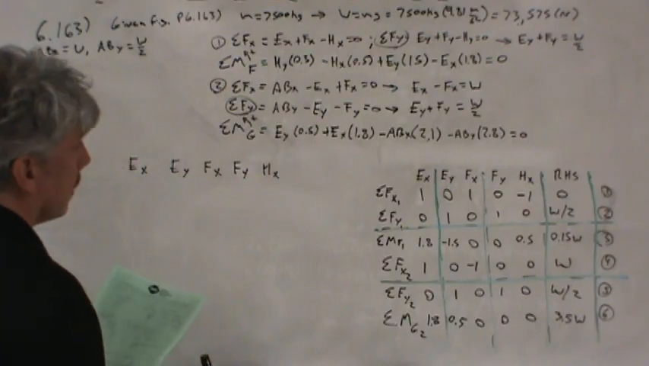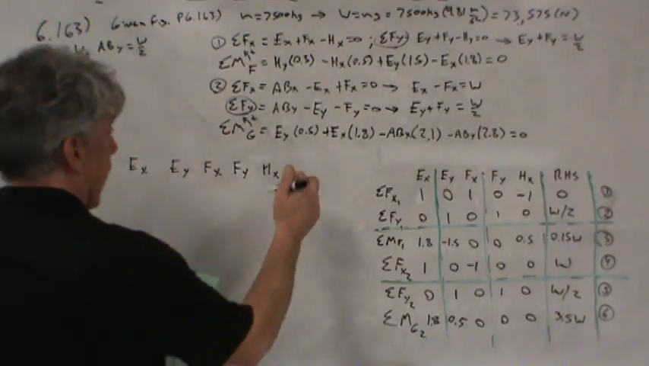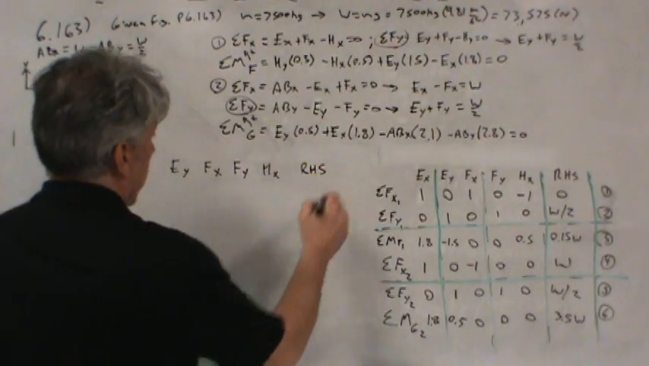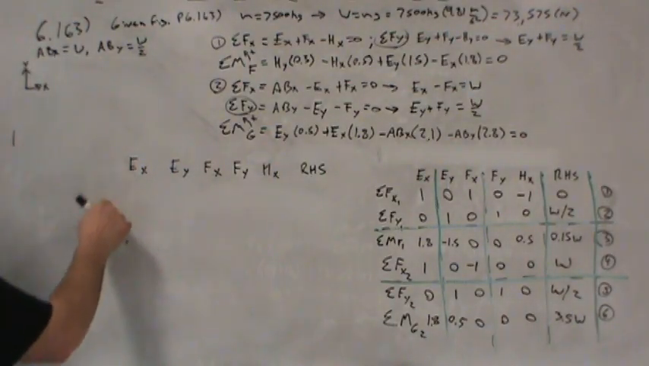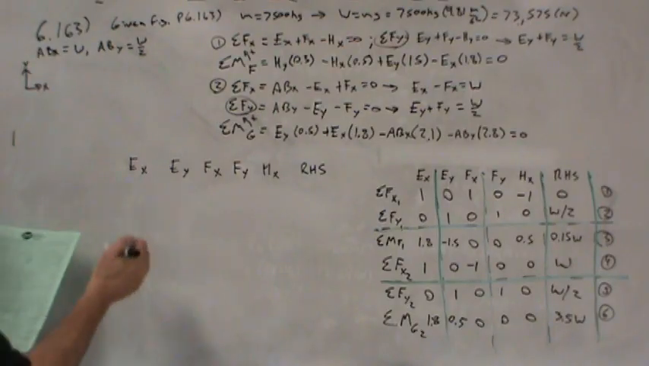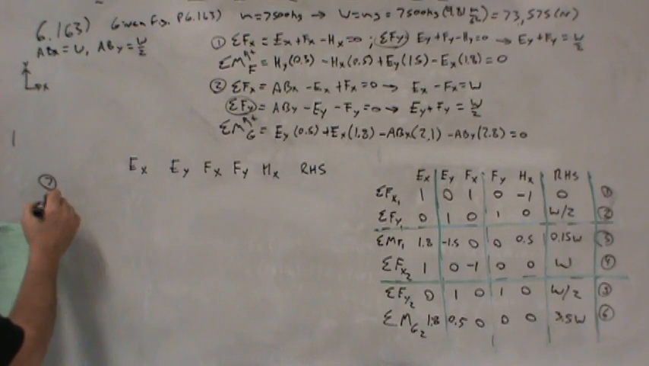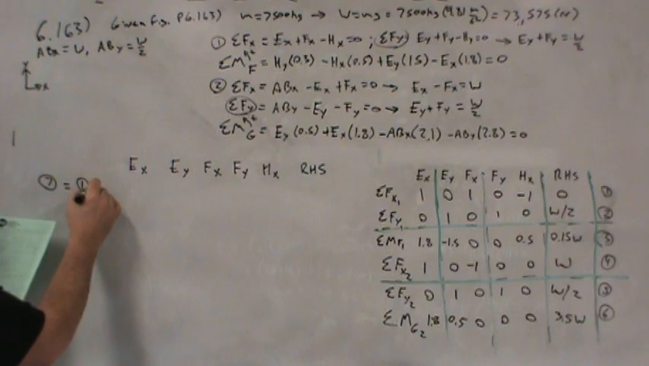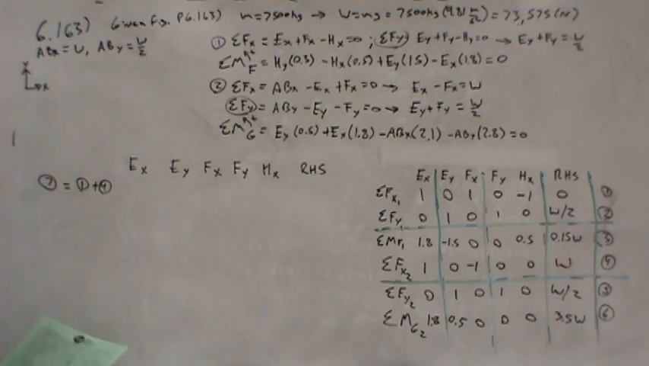Let's see, yeah. And then the right-hand side. And I'll show you what I'm going to do. To generate the first equation here, I am going to call this equation 7, and I'm going to take equation 1 and add to it equation 4. Why would I do that?